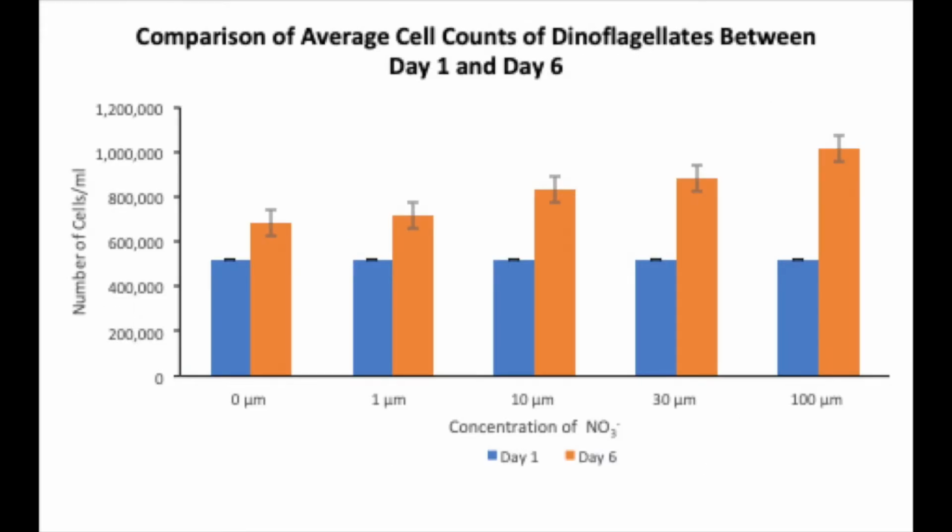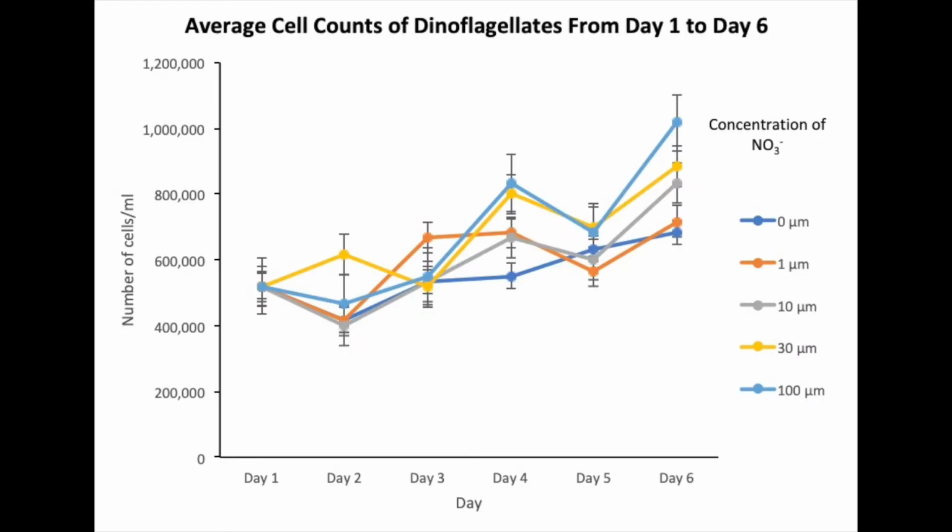This graph compares day 1 cell counts to day 6. Here we see large differences between varying concentrations of nitrate. However, we are not confident in the accuracy of the cell counts based on the high fluctuations from day to day. This graph shows the average count of cells per milliliter based on different populations with different nitrate levels.